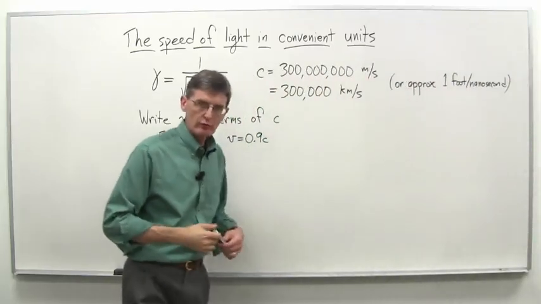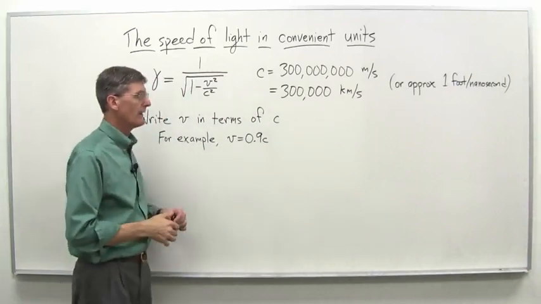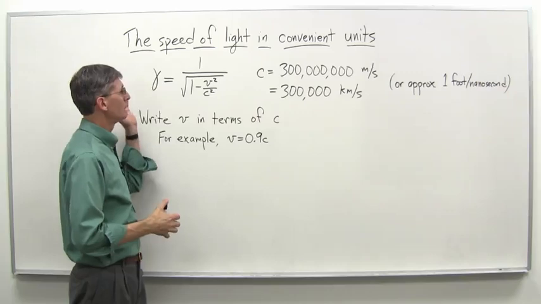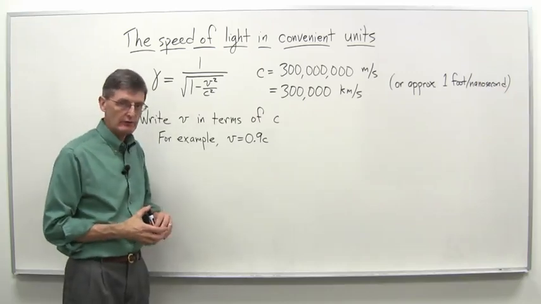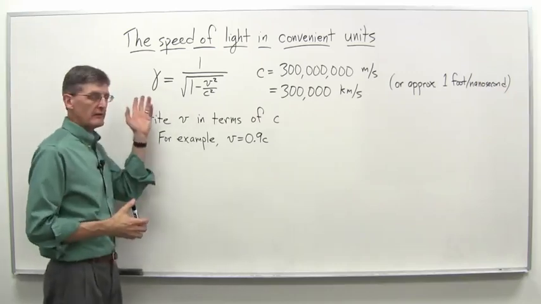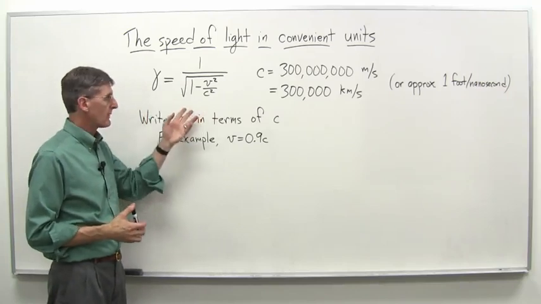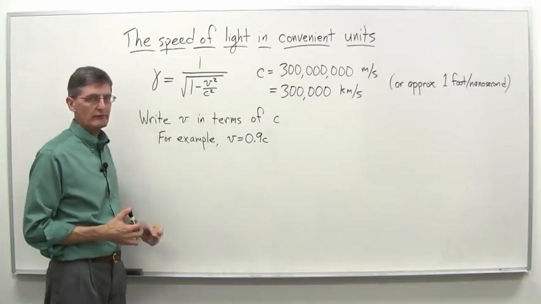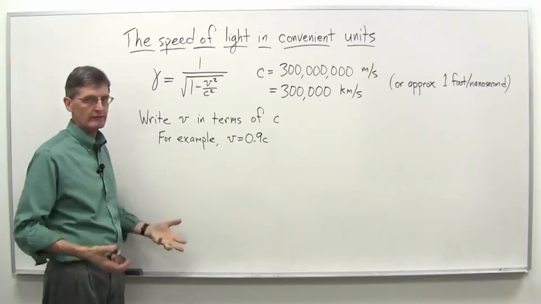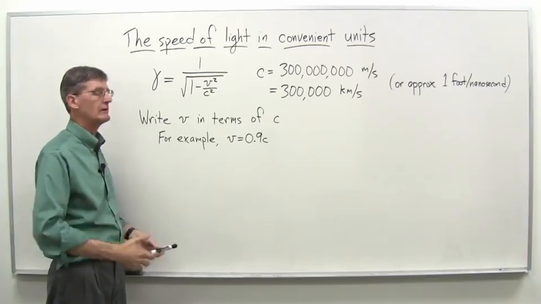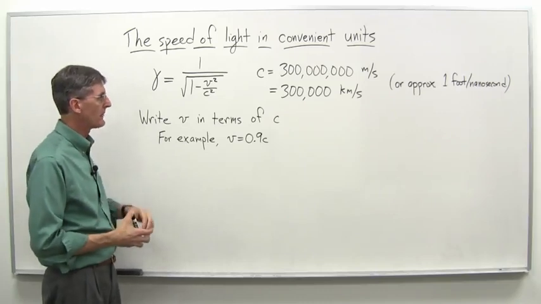In this video lecture, I just want to say a few words about writing the speed of light in convenient units, especially when we're dealing with things like gamma. So remember, of course, gamma is 1 over the square root of 1 minus v squared over c squared, the Lorentz factor that's involved in time dilation, length contraction, and the like.